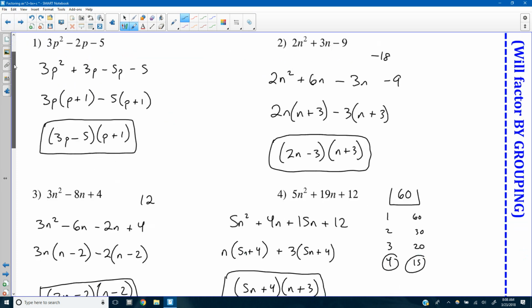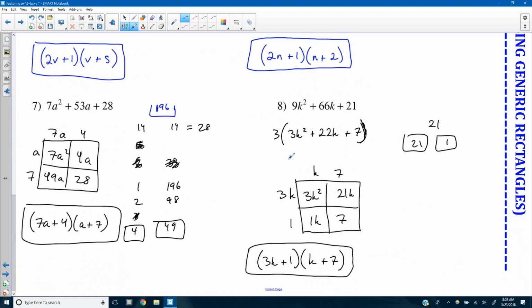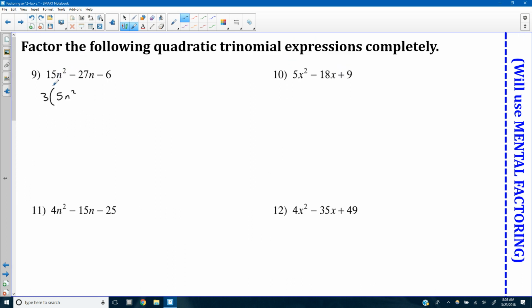Oh, hang on a second. I messed up on a problem. What did I leave out? This 3 goes here. I left it out. Here it is. That's my answer. I just made the biggest mistake here. That's a 3 times all of that. My bad. That's something I don't like about this. There you go. Here we go. 3 times 5n squared minus 9n minus 2.